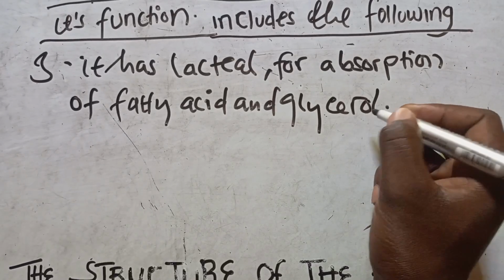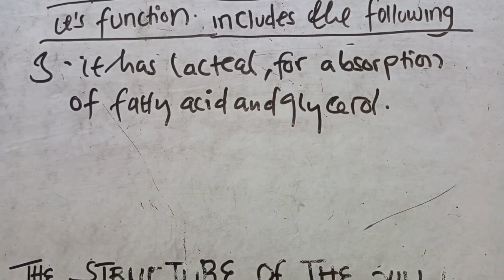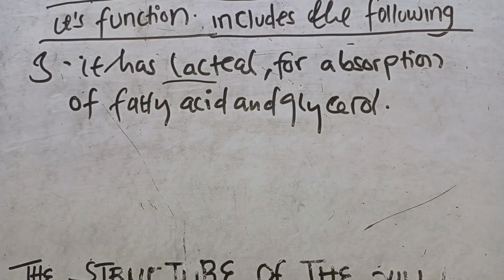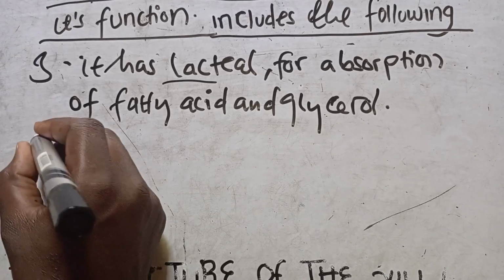Glycerol, as simple as that. Okay, so it's very important. So it has lacteal for absorption of fatty acid and what? Glycerol. This is what you need to understand. So the absorption of fats takes place in the lacteal. So this part is what enables the site of the ileum to be adapted for what? Absorption.